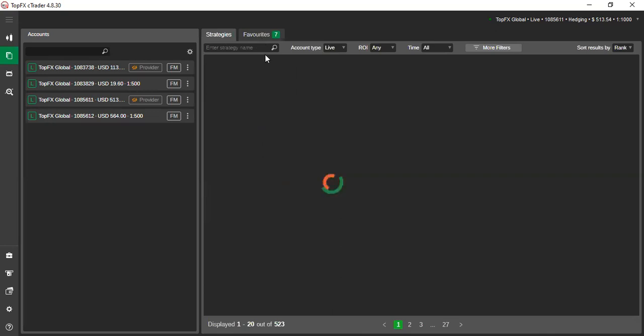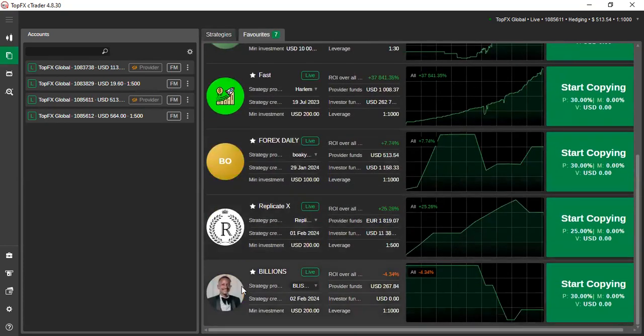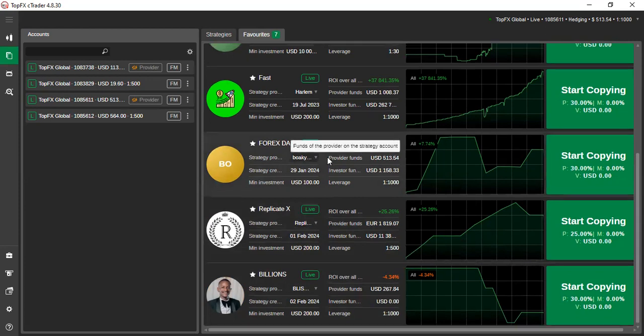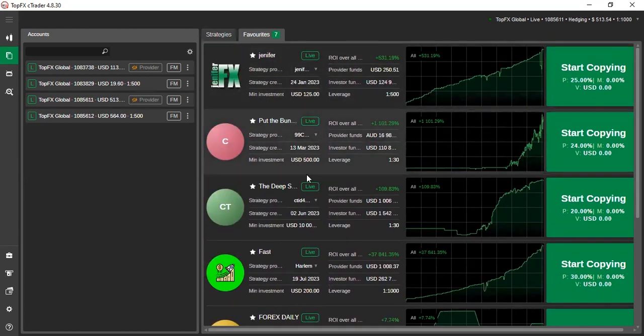So with this guy, I have his contact. I think this Billions guy, I have his contact, and Replicate, I don't have his contact, but I have one guy on the team who has his contact. So anytime we can just communicate with him. And with Forex Daily, I also have his contact. But the other guys, I don't have their contact, so we just link people to them. If their capital matches the minimum amount they can copy with, I just push them to copy.